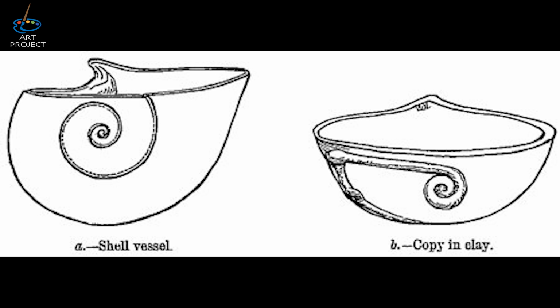The notable feature is that the shell has been copied literally, the spiral appearing in its proper place. A specimen is illustrated in Figure 475b, which, although simple and highly conventionalized, still retains the spiral figure.